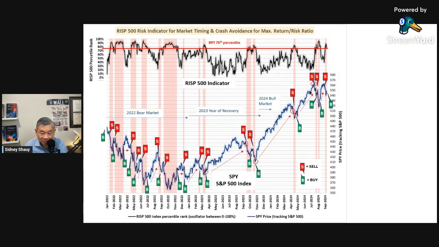We had two consecutive periods of nice rally. Of course, they were interrupted by a few corrections here and there, but essentially it was a bull market. What I want to point out is this: if you're not using the Risk 500, you have no clue. So you are basically here.